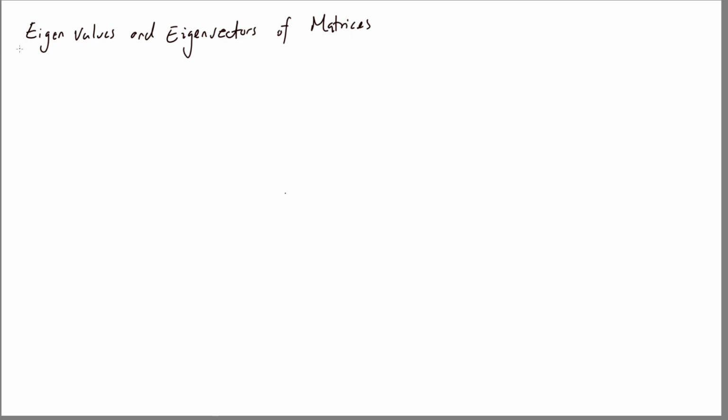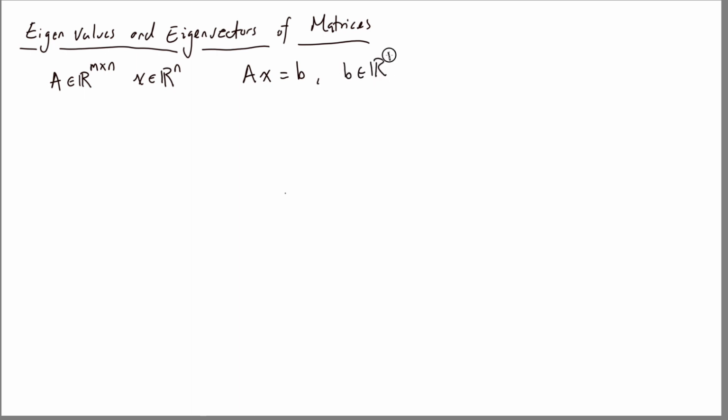So before we talk about this, let's just review what a matrix is, right? Let's say you have a matrix A that's m by n dimensional. What that means is that if you have a vector x in Rn and you compute Ax equals b, then b is a vector in Rm.